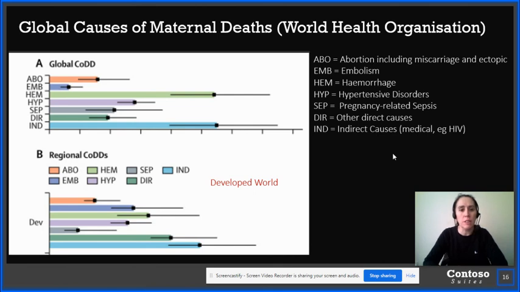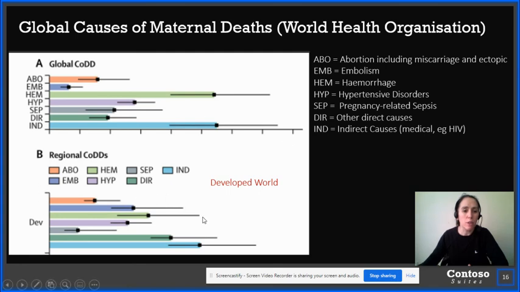Lastly, here is some information for you about maternal deaths. The top graph here is for the entire world. The bottom graph is probably more appropriate to us in the developed world because we're less likely to suffer with things like HIV, and we've got more developed assessment tools, scanning, and appointments, etc. during the pregnancy. So it is going to be a little bit different.